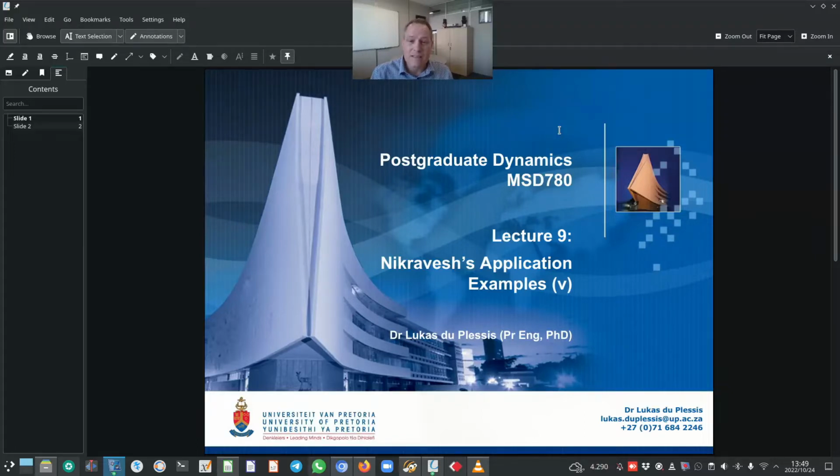Today's lecture is lecture 9, and it's also the 5th lecture in the section we are busy with, namely application examples that Professor Nikravesh explains in detail in his textbook, Planar Multibody Dynamics, the 2nd edition. And Professor Nikravesh also included these application examples in his MATLAB algorithm, the dynamic analysis program, which he compiled for the body coordinate formulation.